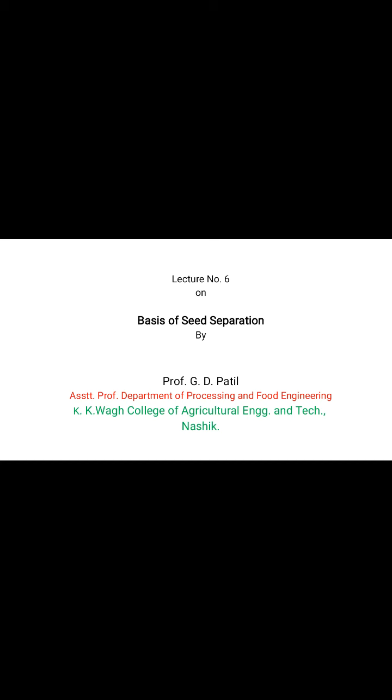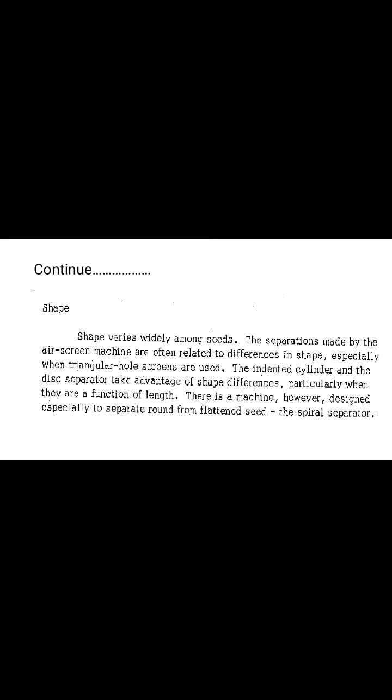Today we are going to study the topic basis of seed separation. In the last lecture we already discussed the basis of seed separation, separation on the basis of physical characteristics, up to the magnetic separator. Then, continuing, the next property is shape. Shape varies widely among seeds.